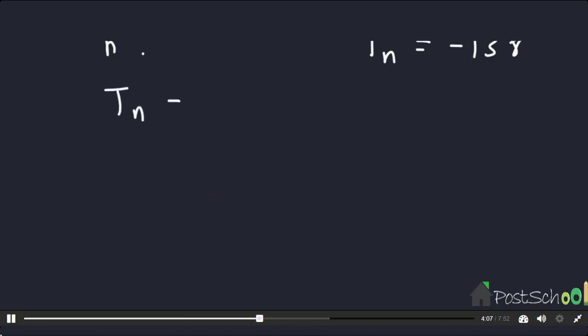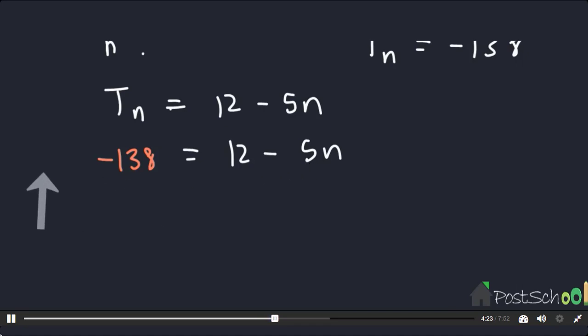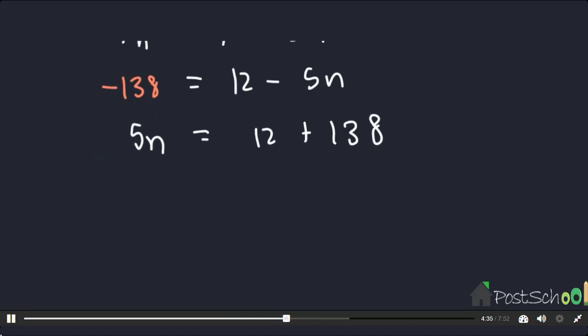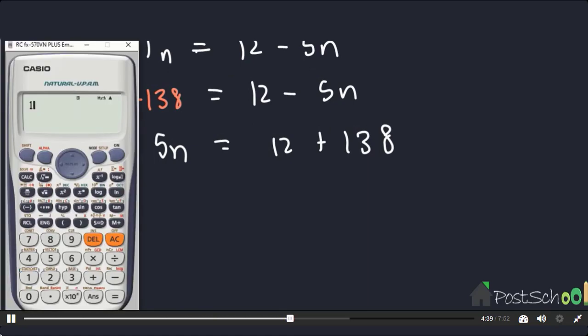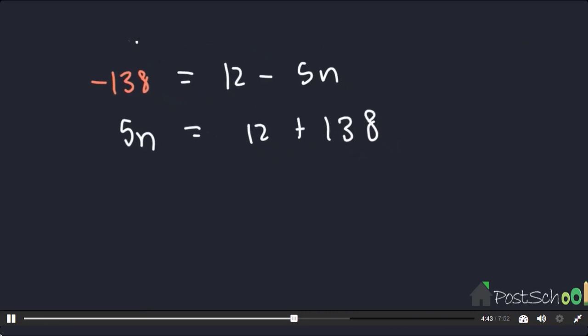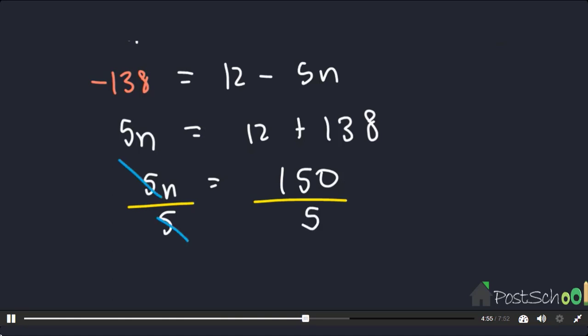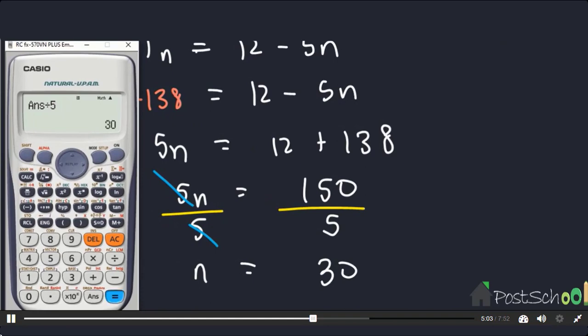Now let's write Tn equals 12 minus 5n. Tn is negative 138, so we substitute that: negative 138 equals 12 minus 5n. I can take negative 5n to the other side and negative 138 to the other side, and that's going to be 5n equals 12 plus 138. Using our calculator, 138 plus 12 is 150. So 5n equals 150, and we divide by 5 on both sides. This cancels that, and n is going to be 30. Let's check using our calculator, divided by 5. Indeed, that's what we get.